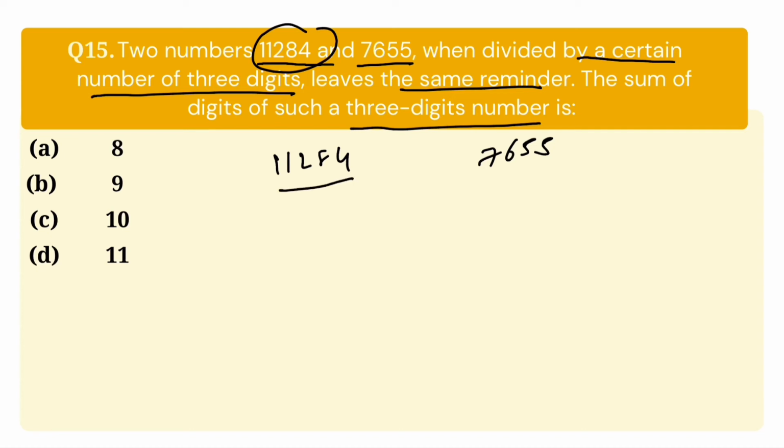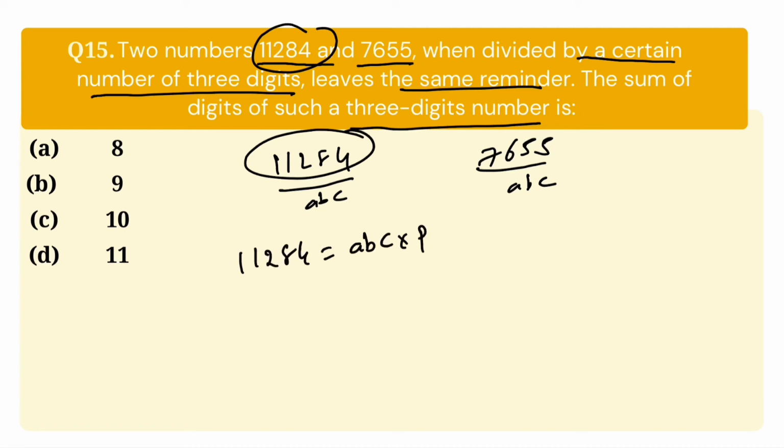Let me call it ABC. So when these numbers are divided by the same ABC, they leave the same remainder. Same remainder means some remainder R. The sum of digits of such a 3-digit number is... Okay. So if we divide this number by ABC, we get a quotient, say P, and remainder R here. For the other number 7655, if you divide by ABC with quotient Q, you will get the same remainder R.